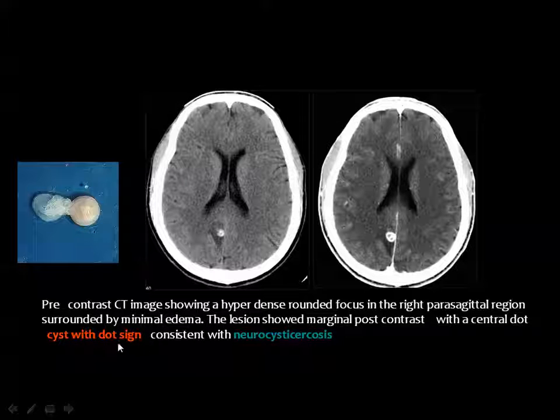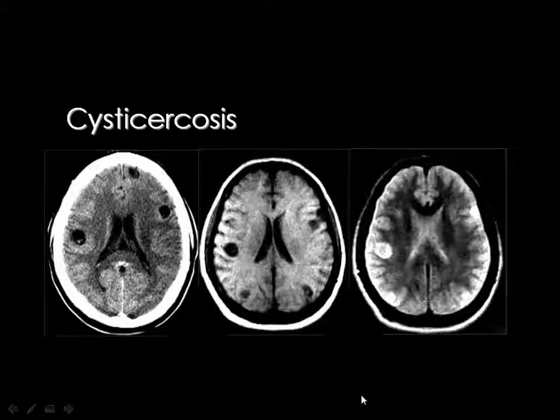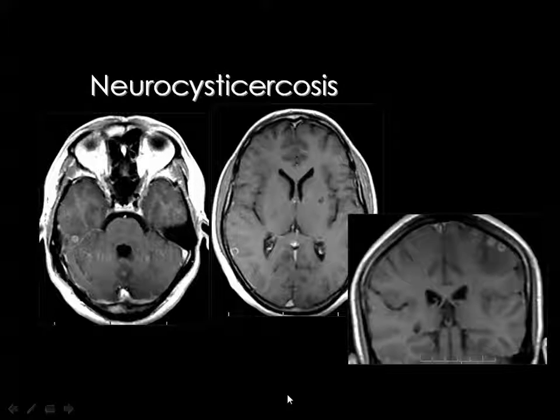And this is the cyst with the dot sign, cysticercosis, on CT without contrast and CT with contrast, and you see the marginal enhancement and the dot inside. If you do not see the dot inside, you cannot diagnose this as cysticercosis, and you may diagnose this as tuberculoma. And here is cysticercosis with the cyst and dot sign in the CT, and the cyst and dot sign in the MRI, which is very clearly seen in the T1 and FLAIR weighted images.